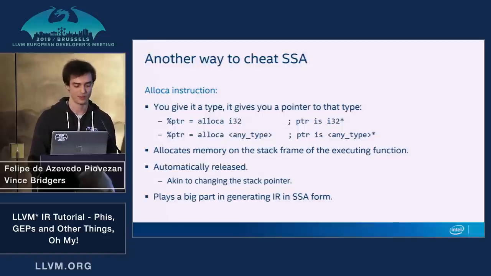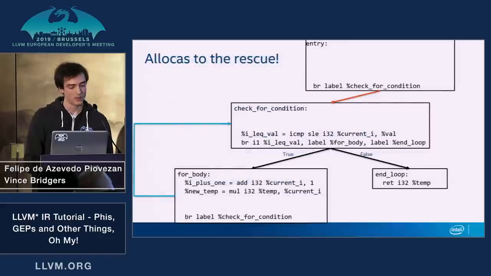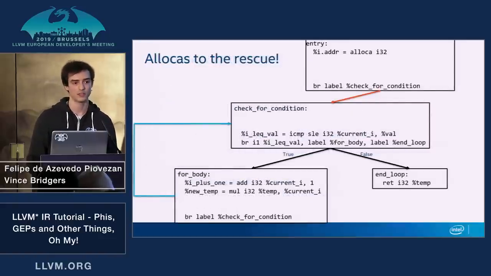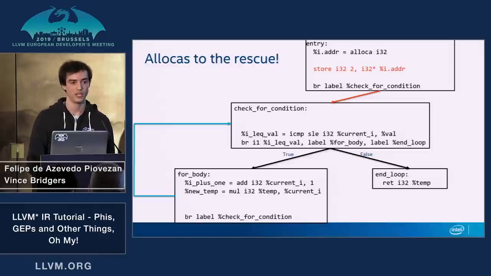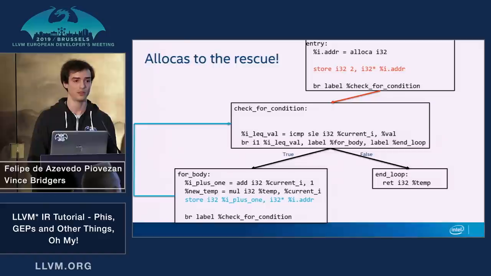So how do we use those allocate instructions to enforce the SSA property? Again, the same code we had previously. In the entry block, we're now going to allocate space for our I, and we're going to store the initial value in that memory region. So we're going to store 2 to the address returned by the allocate. At the end of the for body, we're going to store to the same memory location the updated value of I.